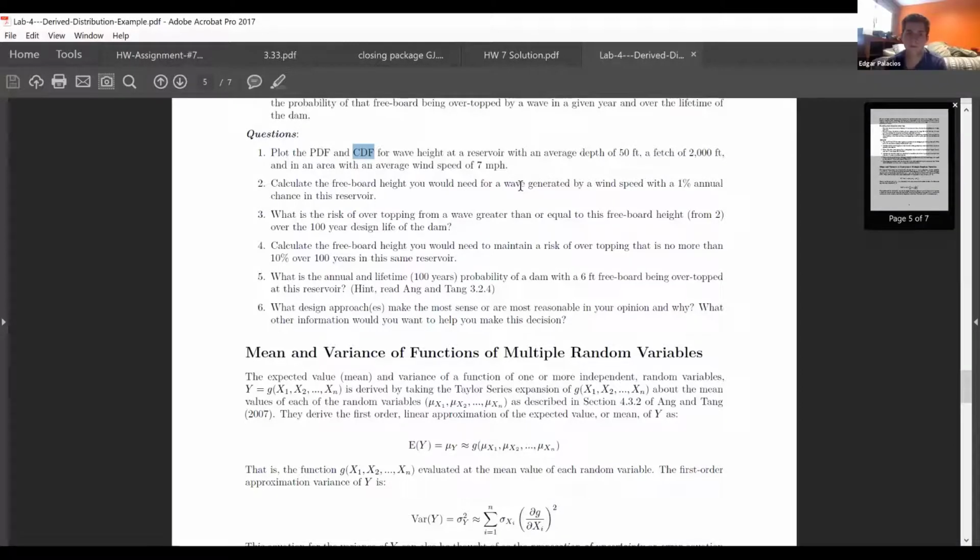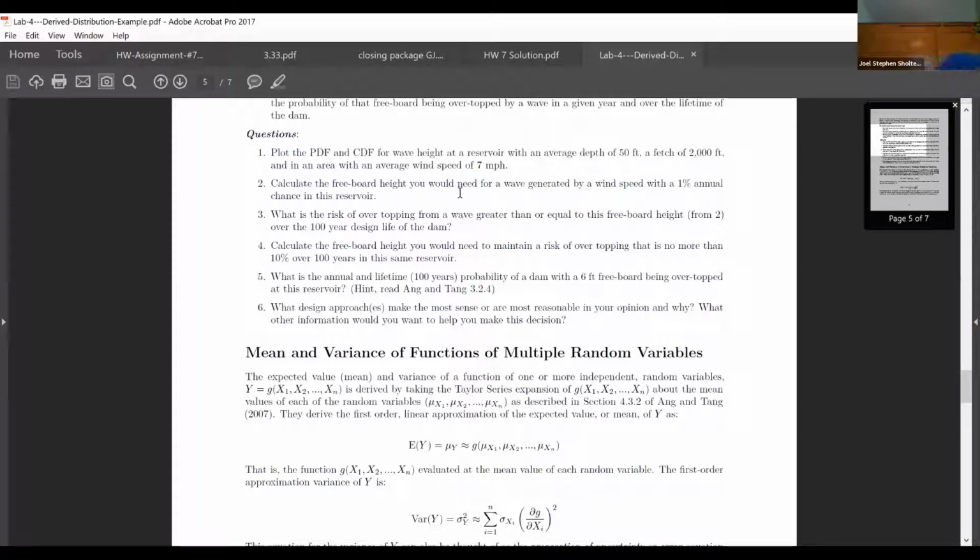Does that make sense? So if you set the CDF to equal 0.99, then you solve for Z at the CDF equals 0.99. So it'd be equal to 0.99, not 0.01. 1 minus the CDF value at this wave height would be equal to 0.01.